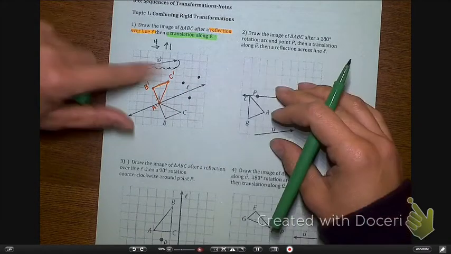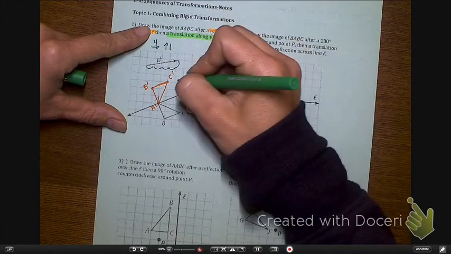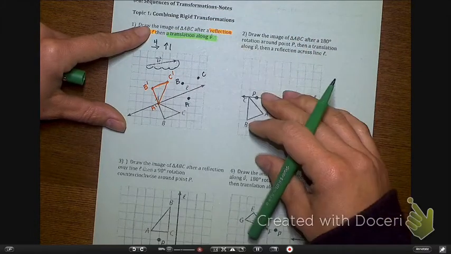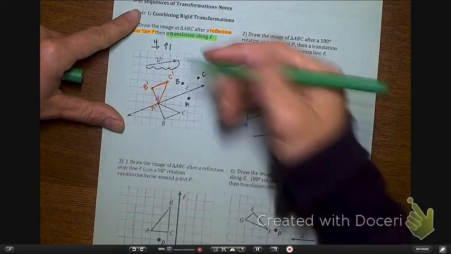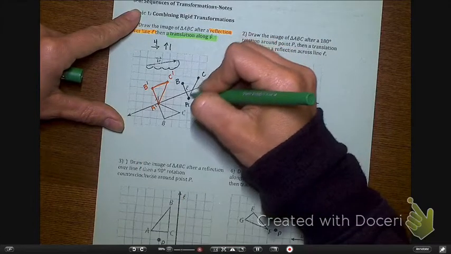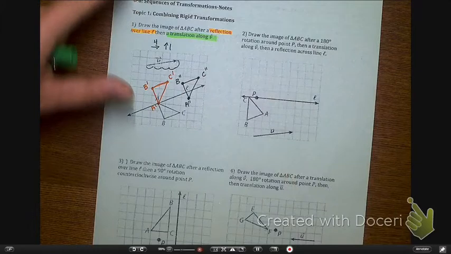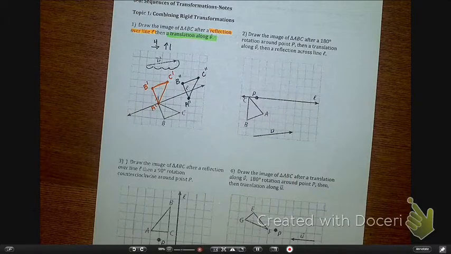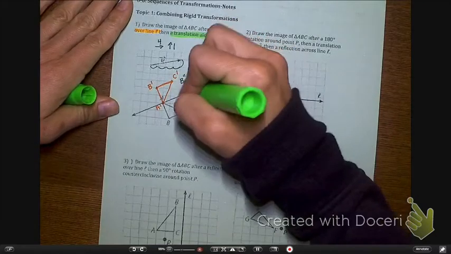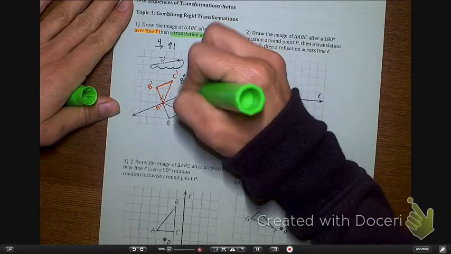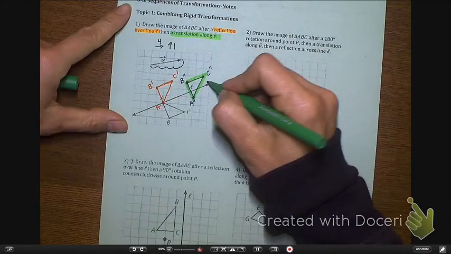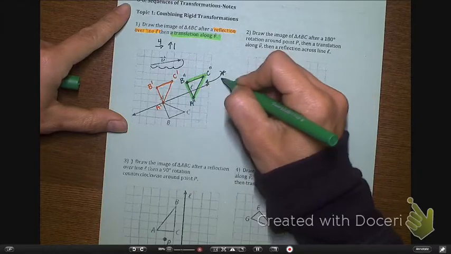Okay, now, these points, I'm tempted to just label them prime, but this is the second transformation. So how do you guys think they're going to get labeled? Yeah, they get 2 little apostrophes. I call it the double prime. Okay, so A double prime, B double prime, C double prime. Okay, now, which part of this is your actual answer? The double prime, okay? So I'm going to highlight my final answer just so I know what it is, okay? And so this one is going to be your answer.